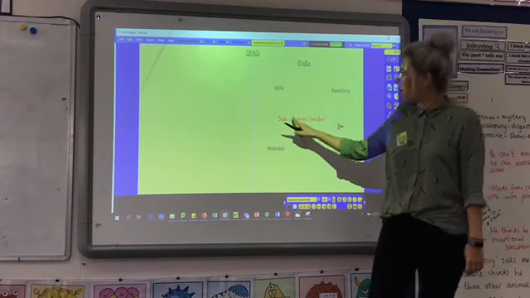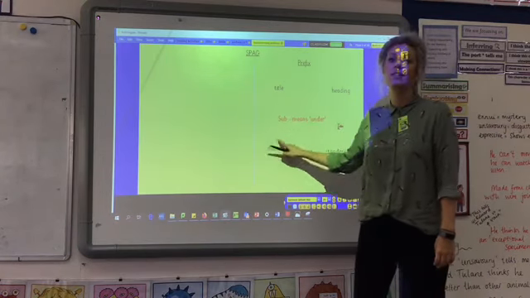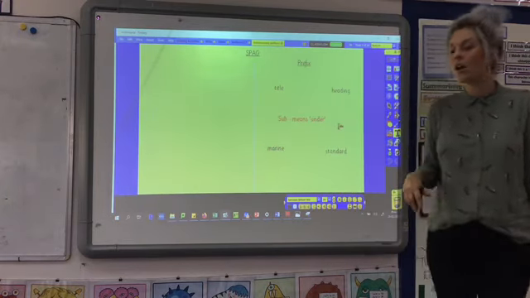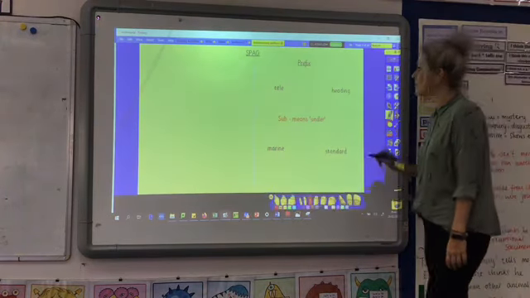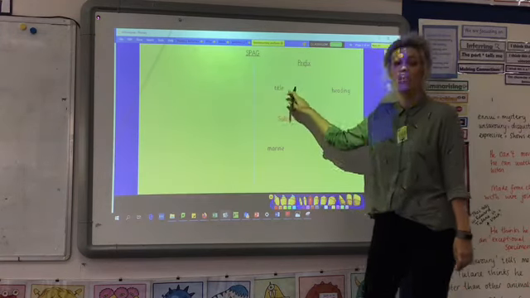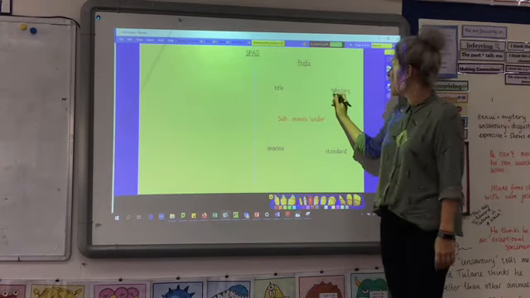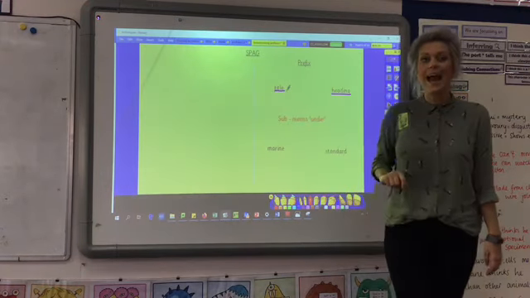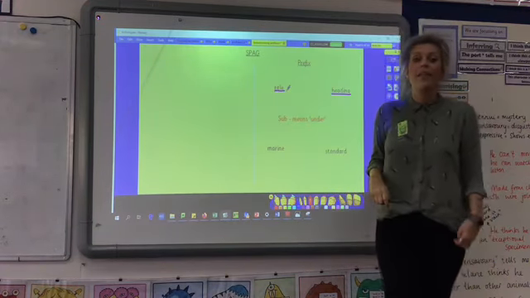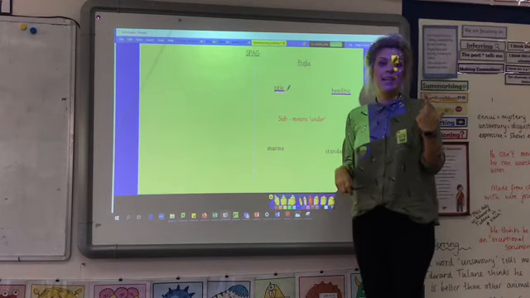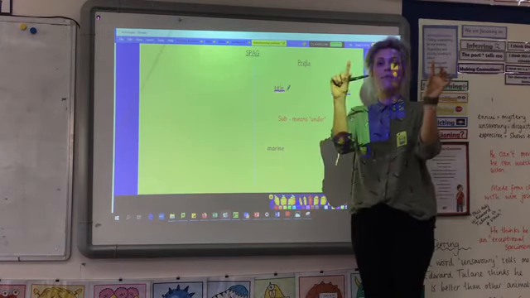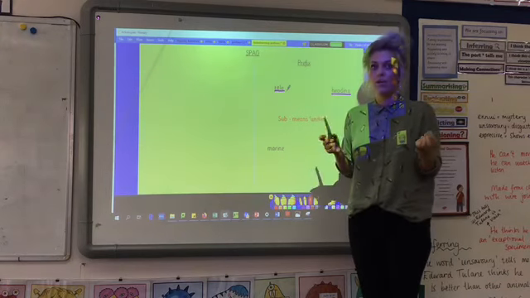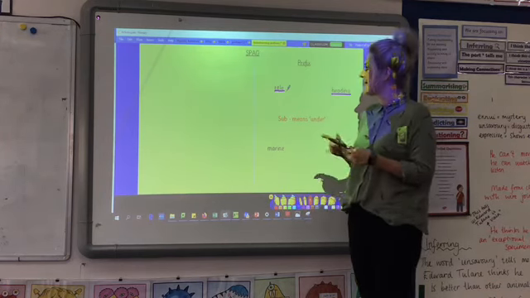The first one for today is sub. Now, sub means under. So here are some examples of words we can put sub with. These 2 words mean the same thing: heading and title. Both a heading and a title come at the top of a text to tell you what a text is about. They are the main heading and the main title.